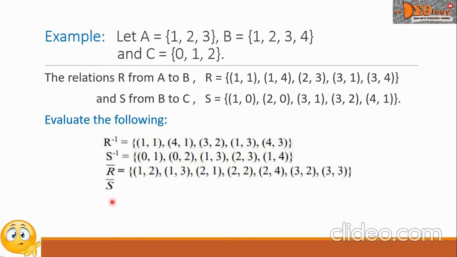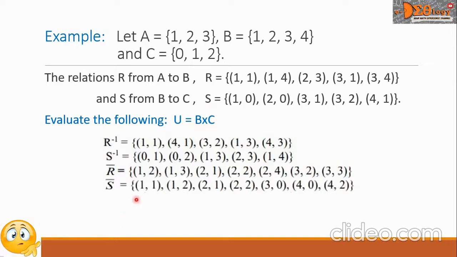Now for the S complement. Take note that the universal set is the Cartesian product B times C. So the elements are (1, 1), (1, 2), (2, 1), (2, 2), (3, 0), (4, 0), and (4, 2). This is the final answer.